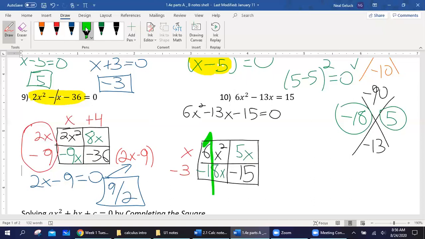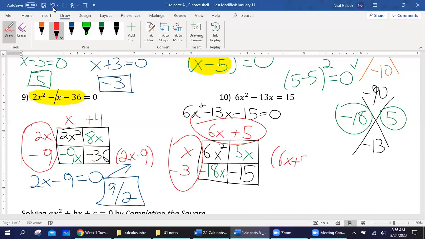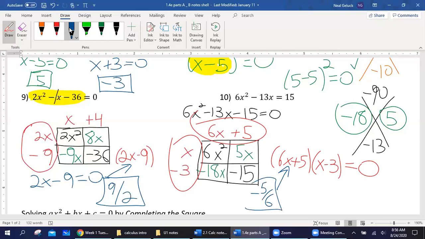Then I do the same thing with the columns. 6x squared, negative 18x. GCF there is going to be 6x. And the second column, since 5 is positive, I know I'm going to be bringing out a positive. GCF of 5x and 15 is positive 5. So my factors are 6x plus 5, x minus 3. And again, I would set 6x plus 5 equal to 0, which would give me negative 5/6. I would set x minus 3 equal to 0, which would give me 3.